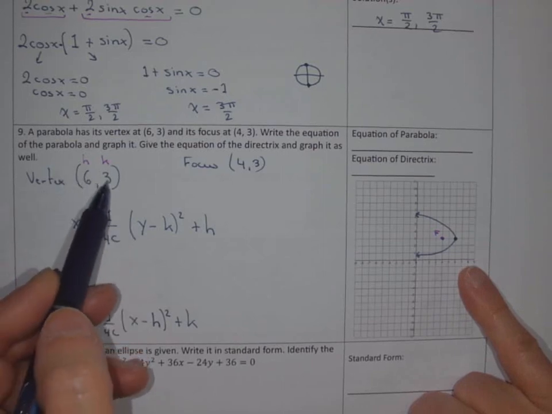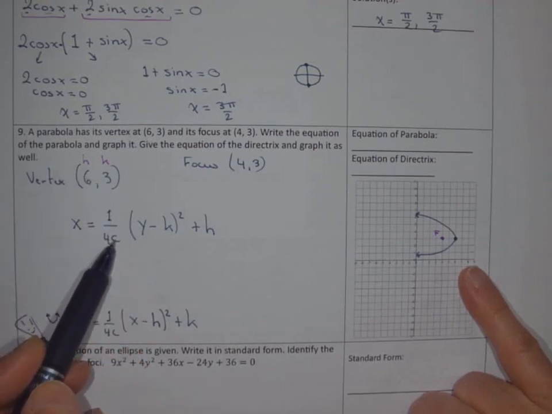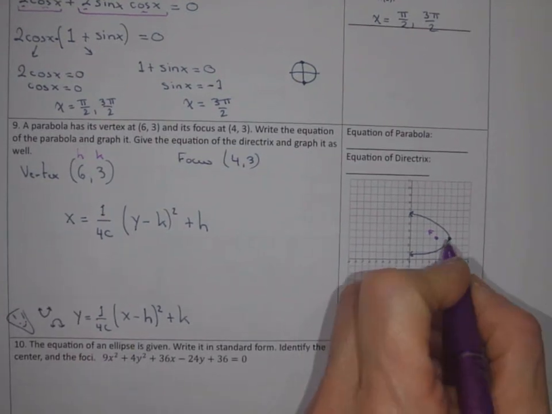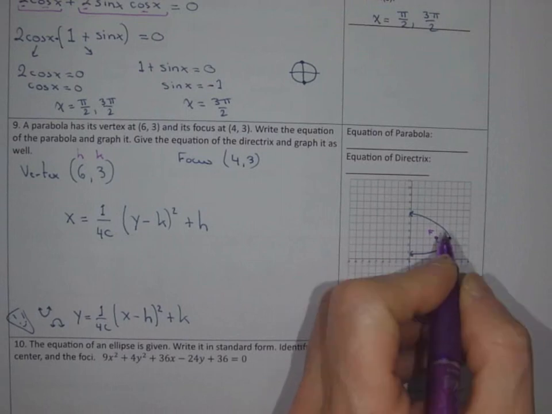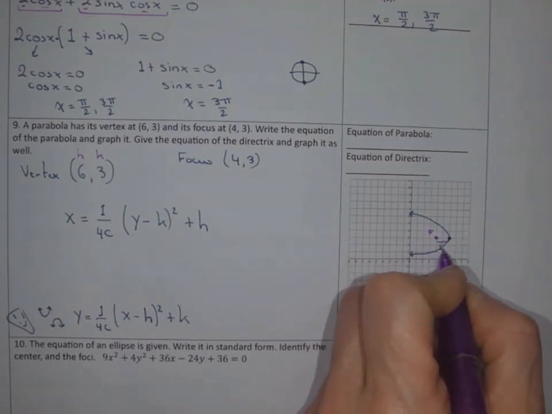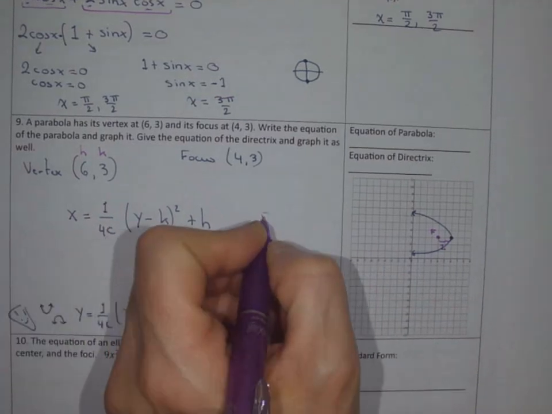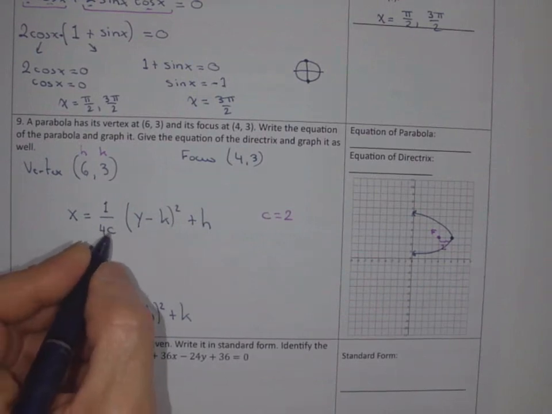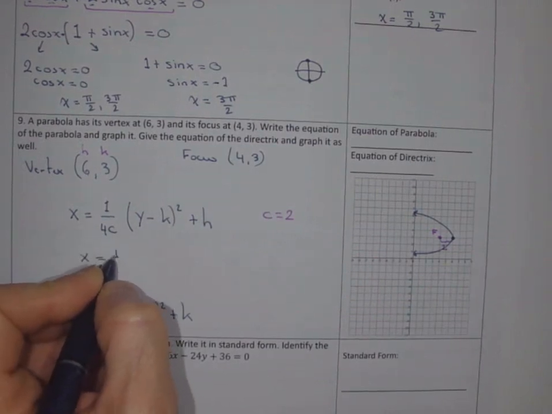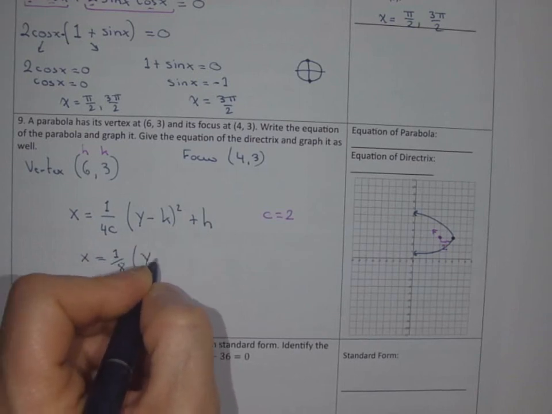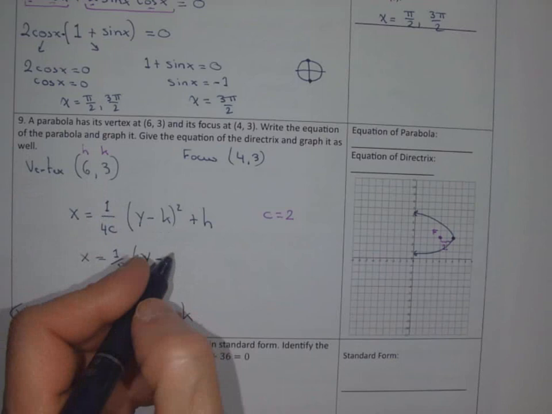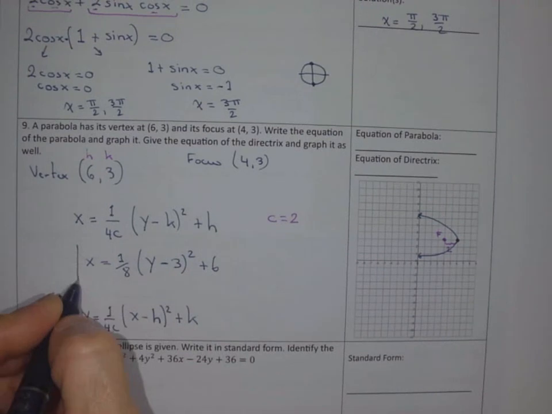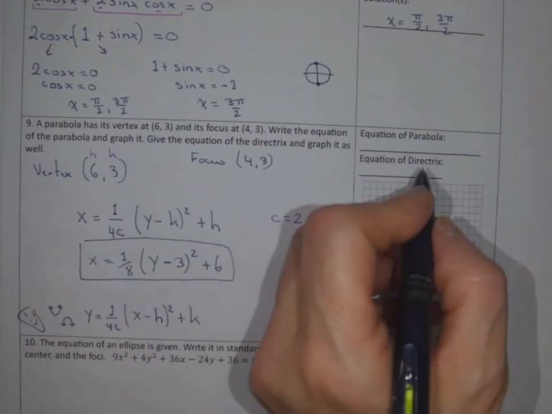Alright, so I do know h and k. What I will be missing here is my c value. And to find the c, it's nothing more than the distance away from the vertex. So the distance from the vertex to the focus would be 2. So c is equal to 2. And so now I know what that is, right? 2 times 4 is 8. So I have x is equal to 1 over 8 (y minus, remember I want the k here, so that's a 3, so minus 3) squared plus h, and h is 6. And so this will be my equation, which you would write up here, right?